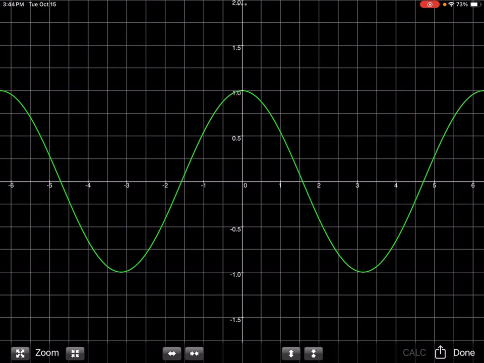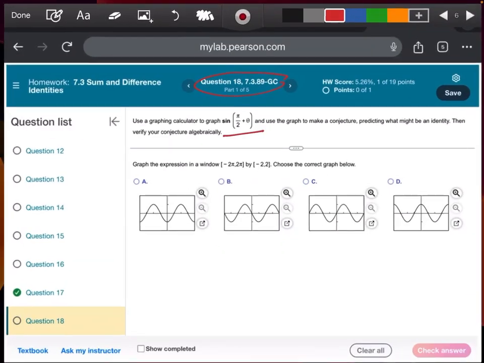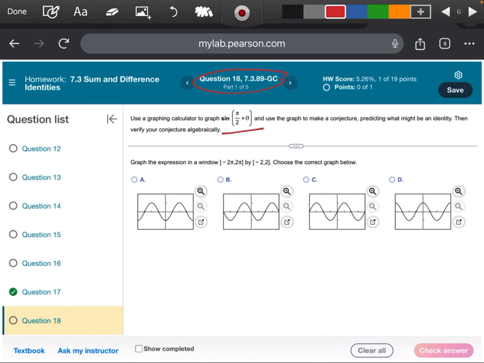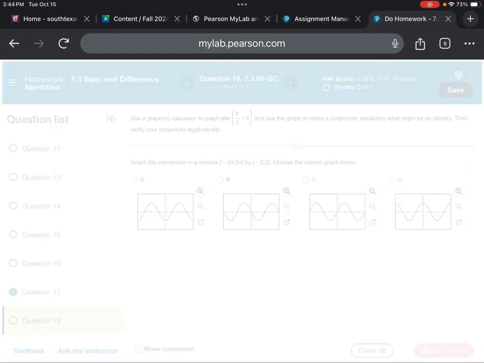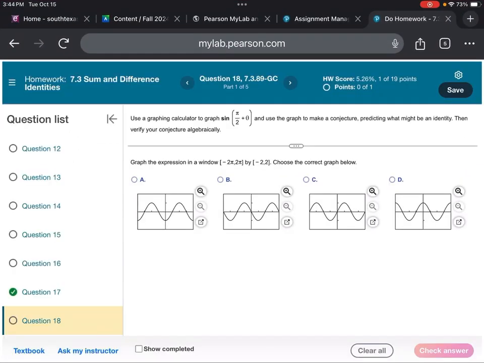So y'all, this is what my graph is looking like, okay? So if I look at this here, and if I come back down over here, y'all, that looks a whole lot like choice D for me, right? So I'm gonna come back this way, and, okay, y'all, I'm gonna pick choice D. I'm gonna check my answer. So far, so good.